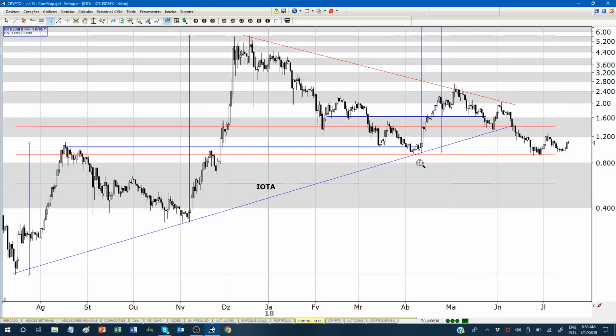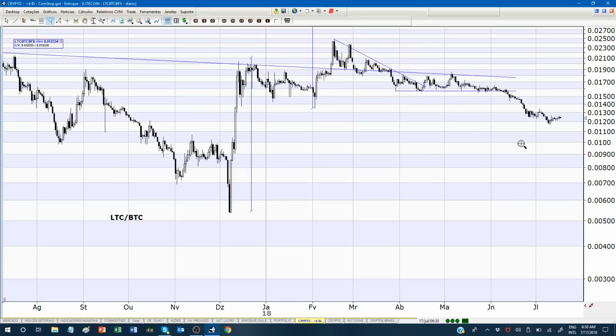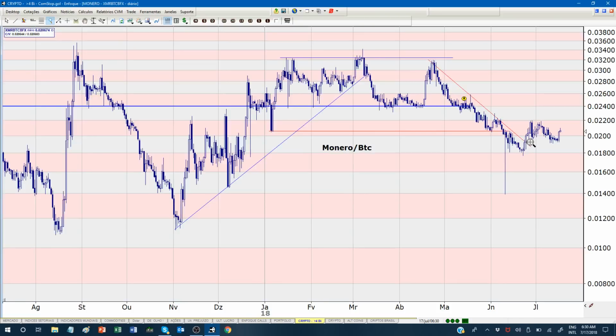IOTA, it's testing support, but no comments on that. LTC, it's also probably going further down. This resembles a downward flag. It's probably going to break the support and come to the next support level, which is at 0.01 Bitcoin.